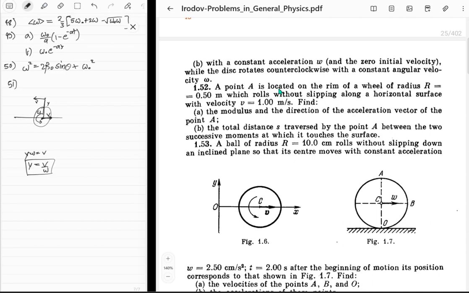Now, for v and omega, we know the time dependence of these things. Because of that, you also know the time dependence of x. And that's it. You're done basically.